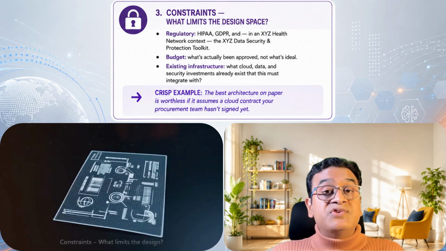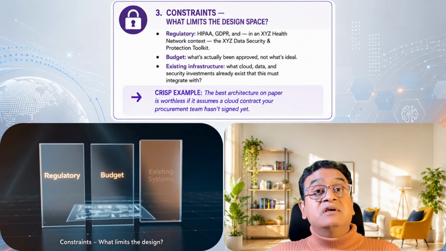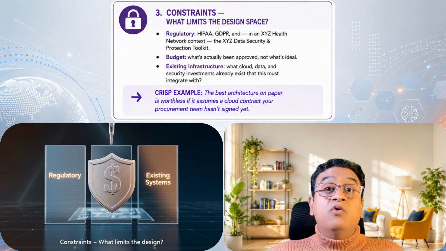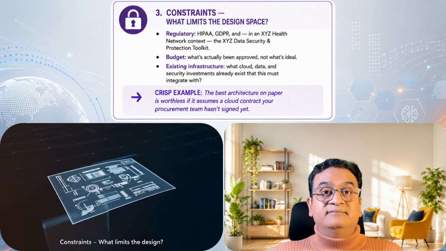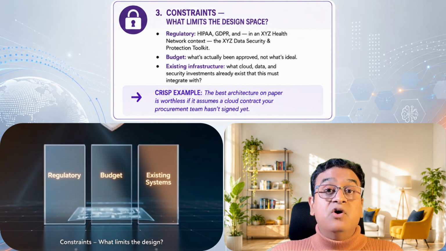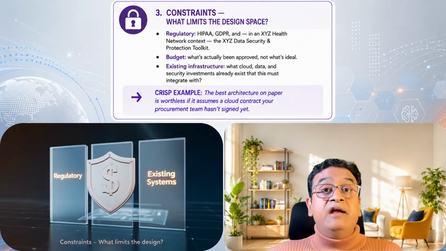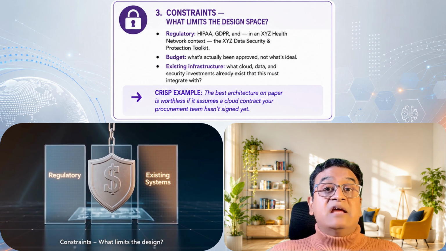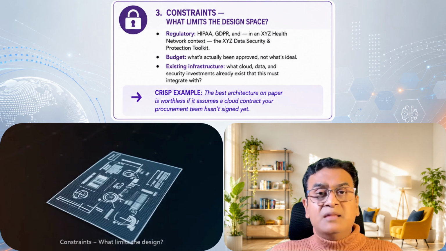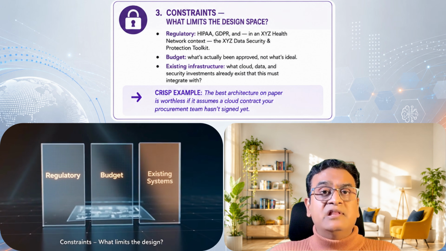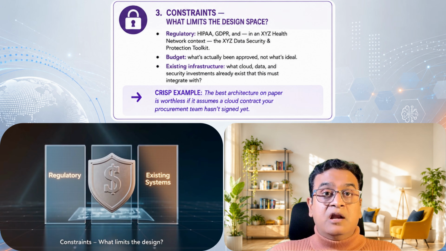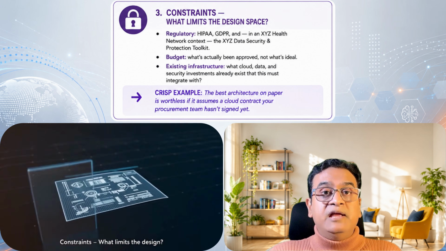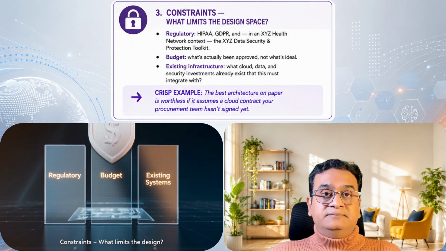Then the next constraint would be budget. What's actually been approved, not what's ideal. Existing infrastructure: what cloud, data and security investments already exist that this must integrate with. The best architecture on paper is worthless if it assumes a cloud contract your procurement team hasn't signed yet.